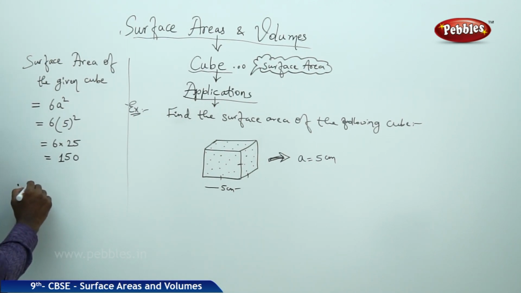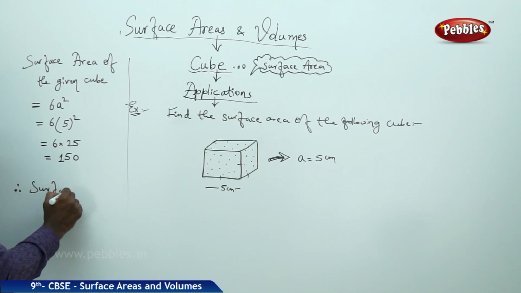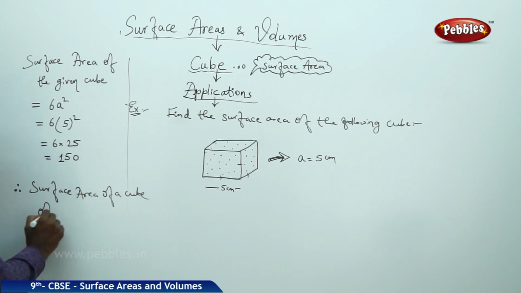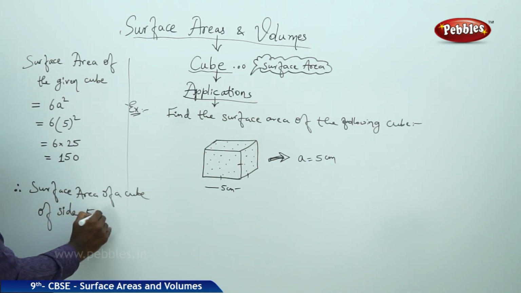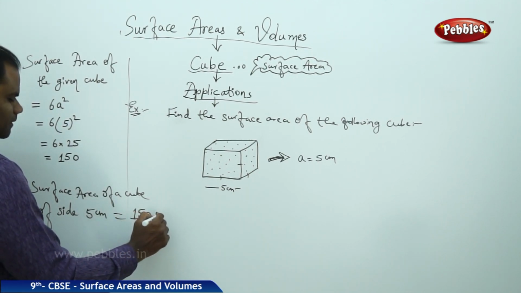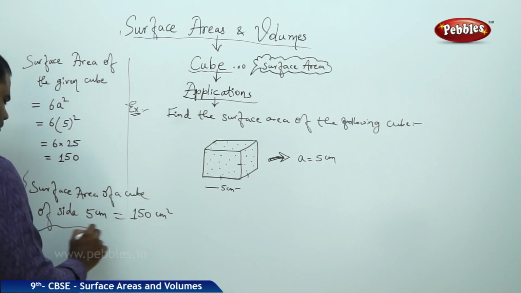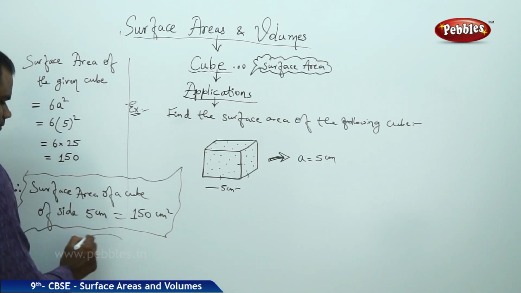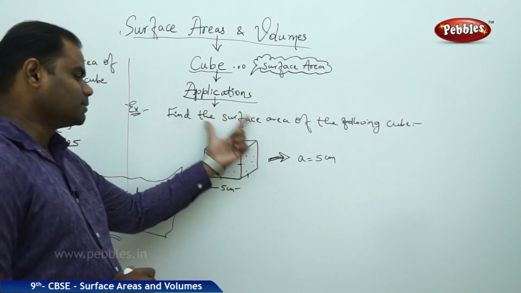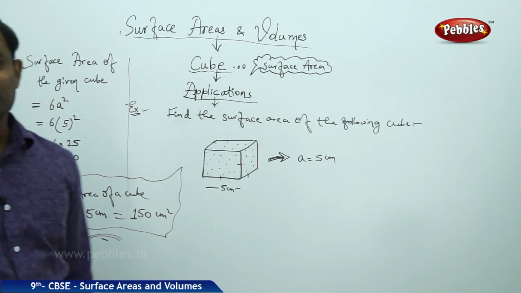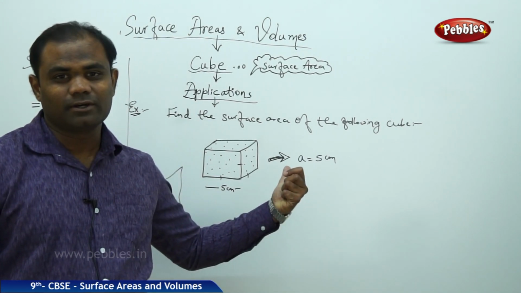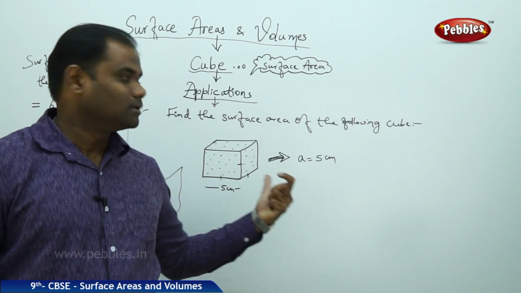Therefore, surface area of a cube of side 5 centimeters is given to be 150 centimeters square. Is how we understand the surface area of a cube of side 5 centimeters is 150 centimeter square. Applications of surface area of a cube to an example problem.